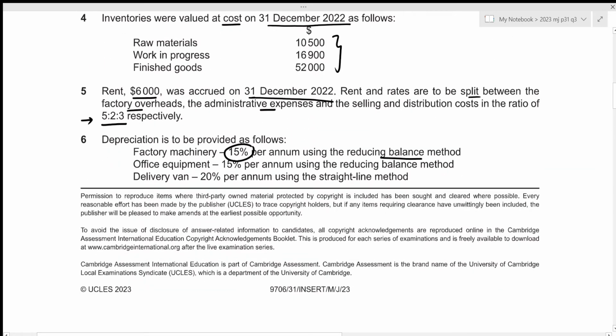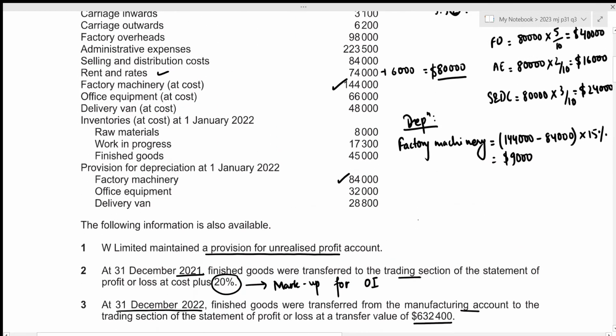Okay. Now for office equipment, that is 15% per annum using the reducing balance method, which means that we just need to repeat the same process again for office equipment.